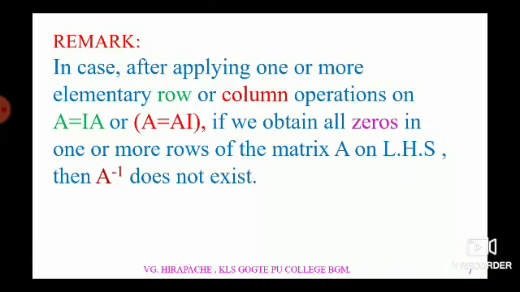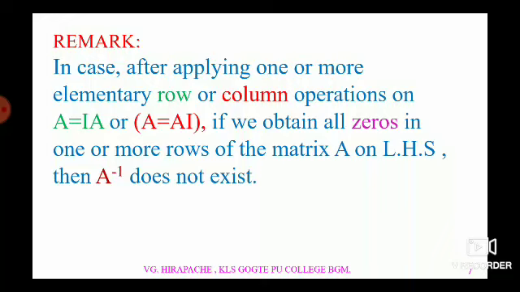Dear students, this is an important remark or note. After applying one or more elementary row or column operations on the equation A is equal to IA or A is equal to AI, if we obtain all zeros in one or more rows of the matrix A on the left hand side, then the inverse of such a matrix does not exist.